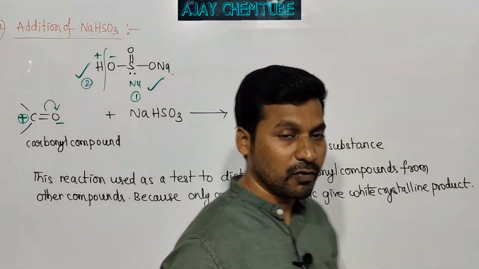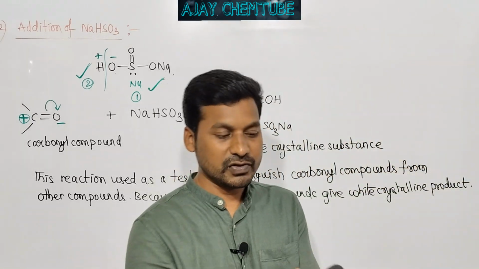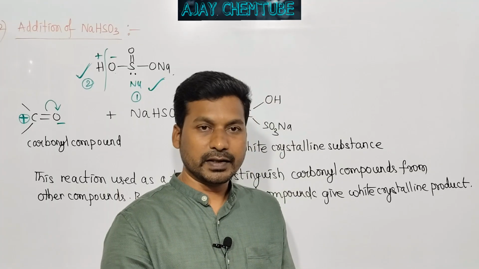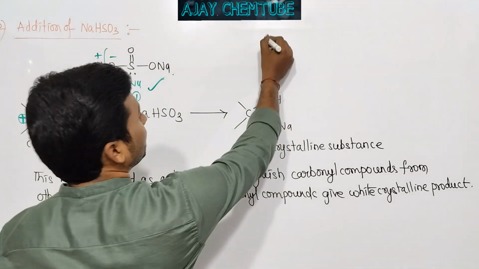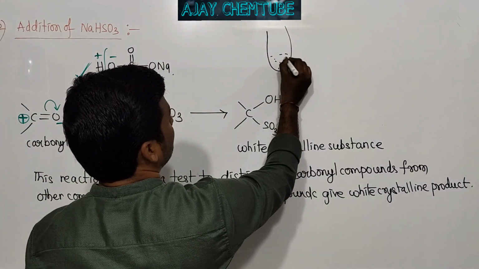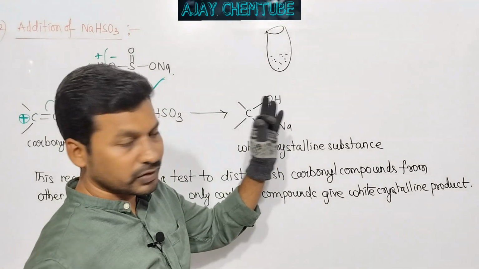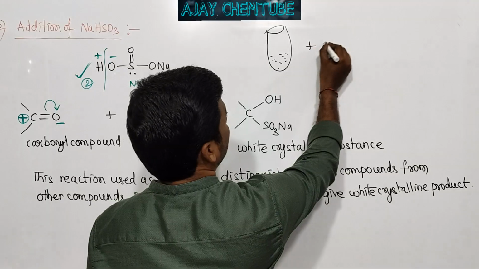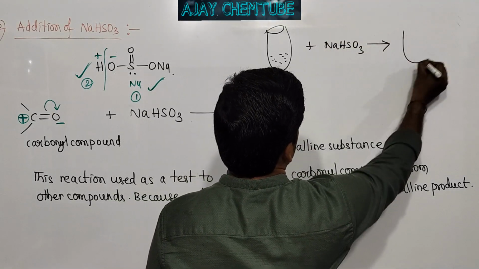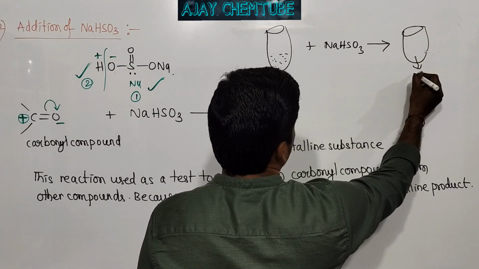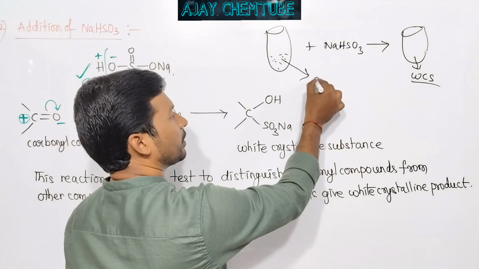So if you have a compound physically, the formula will not be written on it. If something is provided to you in a test tube, by looking at the test tube you cannot say whether it is an aldehyde or a ketone, or a carbonyl compound. Then what is the test? Sodium hydrogen sulfate is added. If it forms a white crystalline substance, then you can confirm that this is a carbonyl compound.